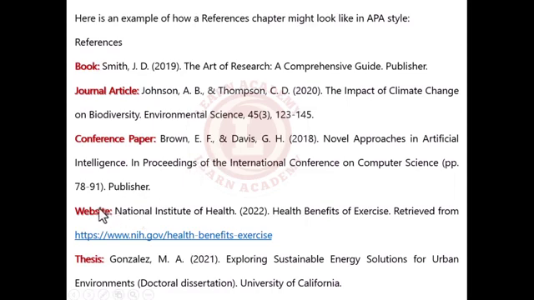You also have the website. So you cite a website like this if you are using APA style. Then thesis, for example, maybe you consulted a doctoral dissertation. You can use this style to reference a thesis. So that's basically what references is about.